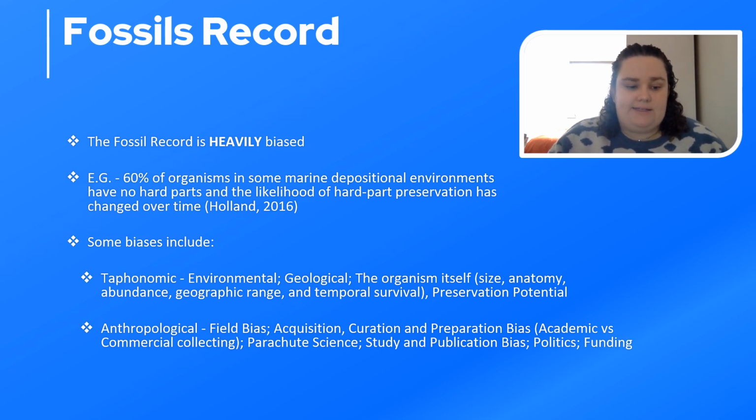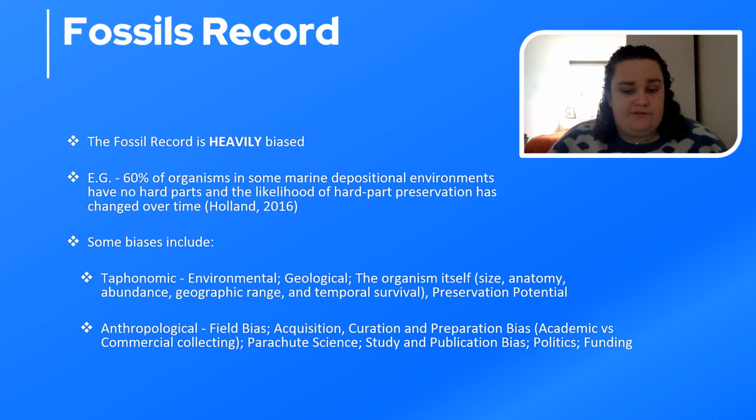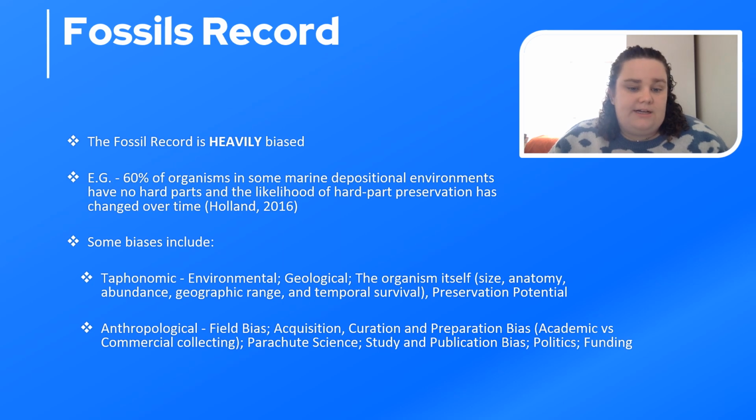There are some biases in the fossil record, so this includes taphonomic, which is the way in which the fossil decays. This could be environmental, geological, or the organism itself, which includes size, its anatomy, the abundance of the fossil organism, the geographic range and the temporal survival, as well as preservation potential. And then there are other biases inflicted upon the fossil record by us, which are anthropological. This includes a field bias, the acquisition, curation and preparation bias, so academic versus commercial collecting.